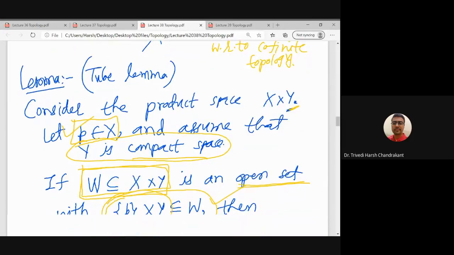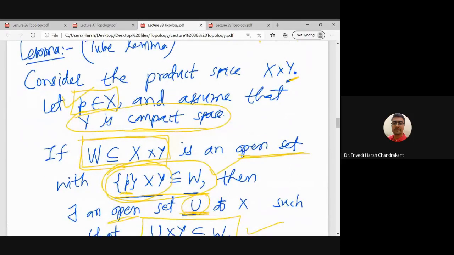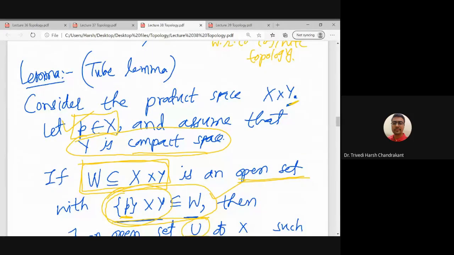The last result which we discussed in the last lecture was the tube lemma, so we'll start today's lecture with an application of this lemma. Consider the product space X cross Y, where X and Y are topological spaces, and using them we can define the product topology on X cross Y from the topology on X and the topology on Y. With respect to the product topology, choose a point P in X, and assume that Y is a compact space.